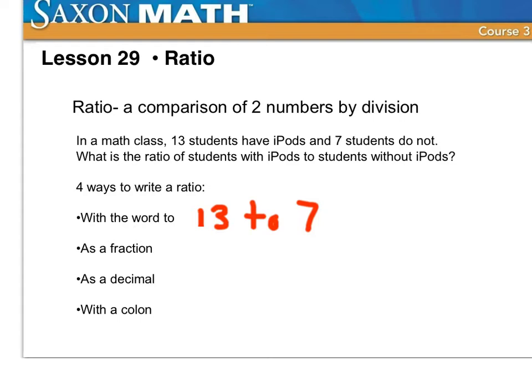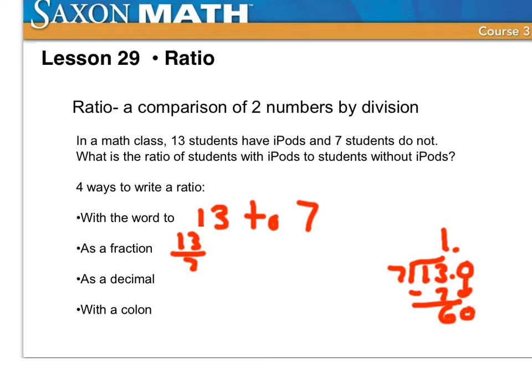We can do it as a fraction, where the number that comes first is on the top, and the number that comes second is on the bottom. We can write it as a decimal. To figure out the decimal, we'd actually have to divide 13 divided by 7. 7 goes in there once. We get 6 and a 0, and 7 goes into 60 8 times, and then we get 56, and it goes in there 4 times. And 7 goes into 40 5 times, and I'm going to stop there. We could keep going, but as a decimal it's about 1.85.